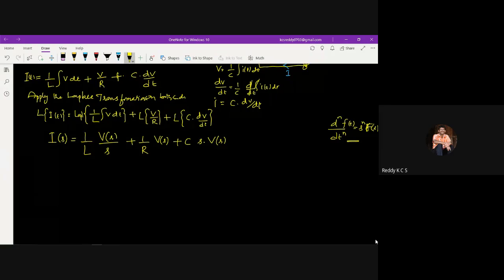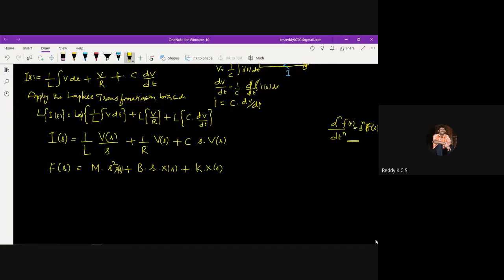So if I want to equate with a mechanical system, which is the mechanical system, I have F of s equal to m into s square X of s plus b into s X of s plus k into X of s. So this is the actual mechanical system. So if you look at this, there is no s square term here.